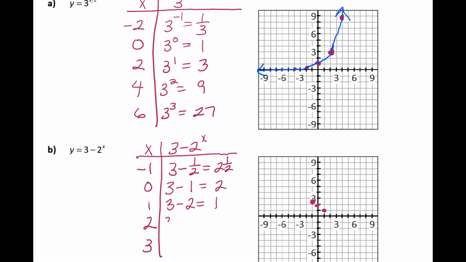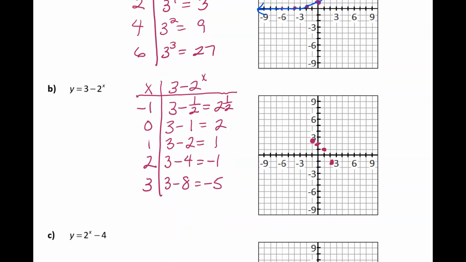When we plug in 2, we get 3 minus 2 squared, or 3 minus 4 is -1. When we plug in 3, we get 3 minus 2 cubed, which is 8. So 3 minus 8 is -5. And then I think we can see that the next one is going to give us something that's going to be off of the graph. So we'll graph 3, comma, -5 as our next point. And then let's go in the other direction.